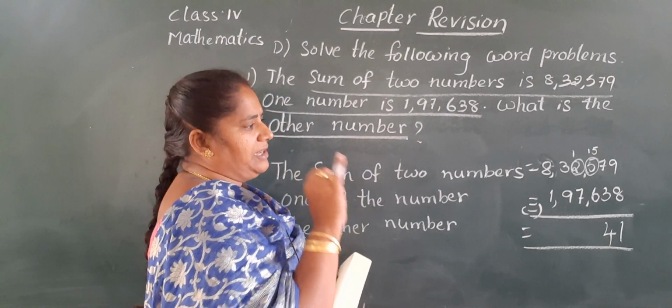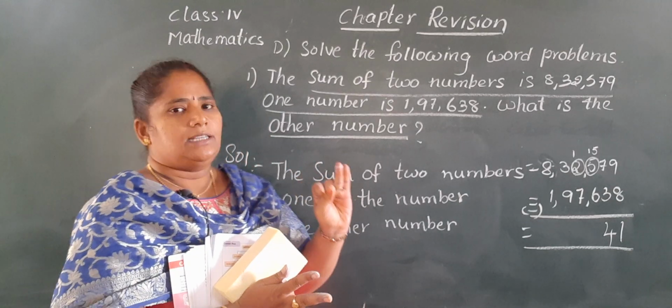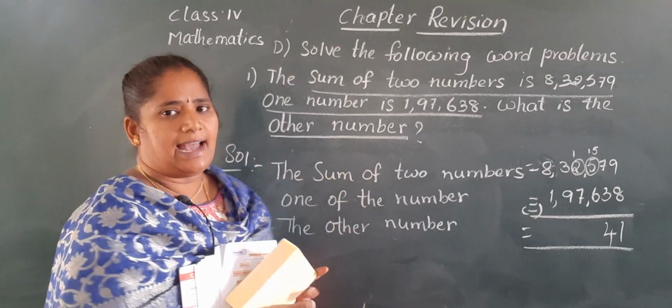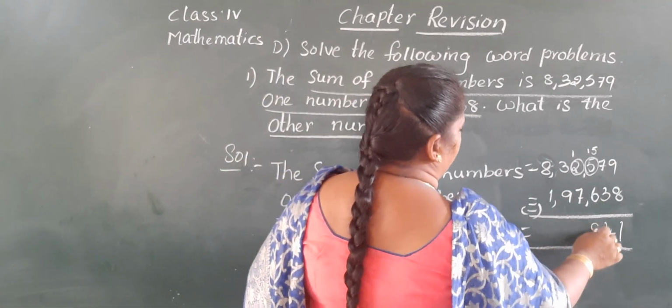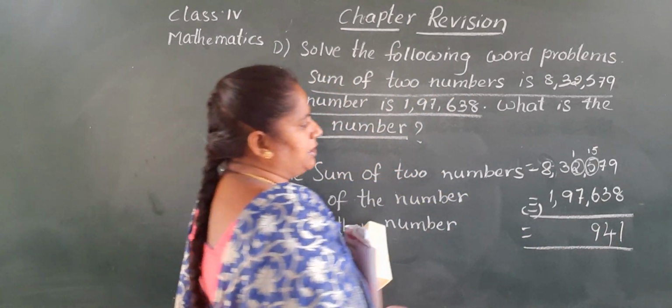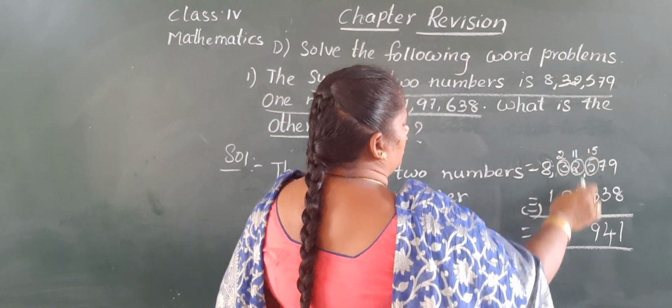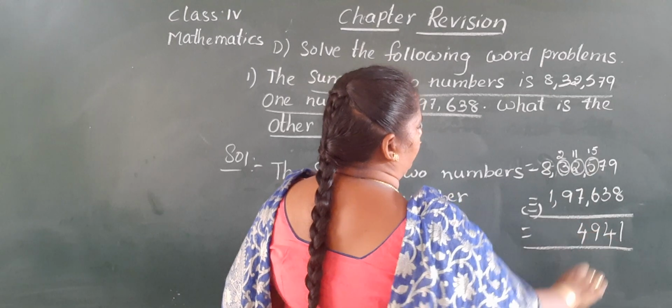6 after 7, 8, 9, 10, 11, 12, 13, 14, 15. It's 9. So write 9 in the hundreds place. So again 7 is greater than 1, so you take borrow. 11 and 3 before is 2. Now 7 to 11 will get 4.